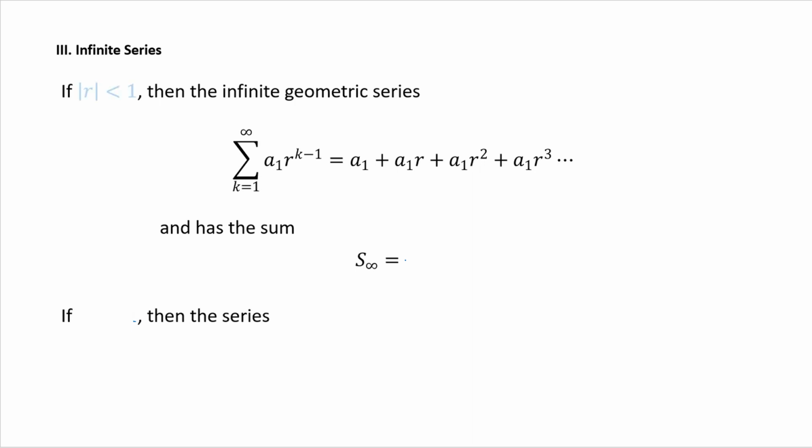Roman numeral 3, infinite series. If the absolute value of r, the common ratio, is less than 1, then the infinite geometric series converges and has the sum S sub infinity equals a sub 1 divided by the quantity 1 minus r. If the absolute value of the common ratio is equal to or greater than 1, then we say that the series diverges.